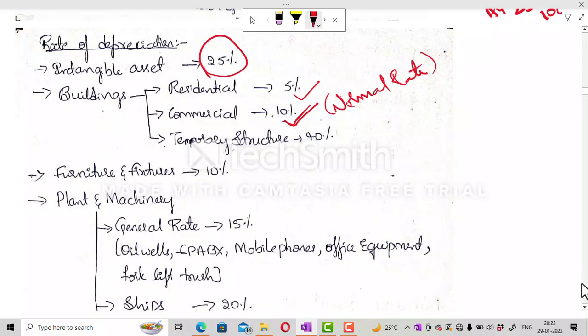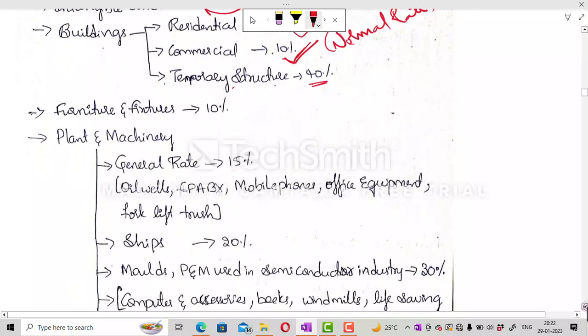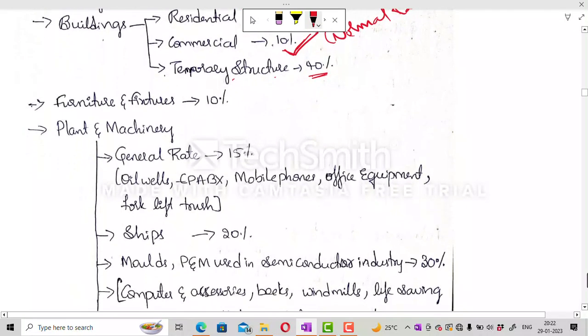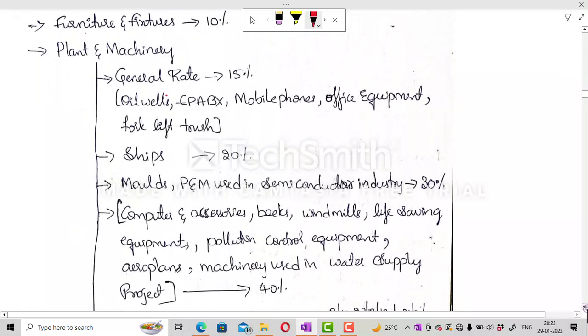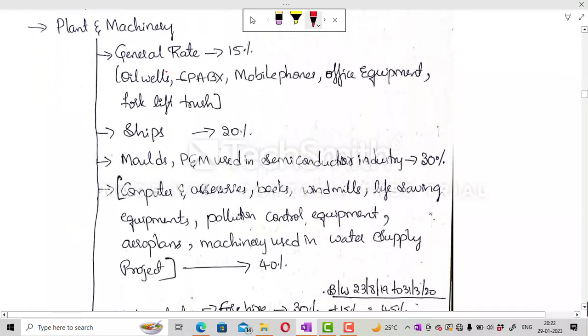And in case of any temporary structure, there is 40%. See, the maximum rate of depreciation is 40%. There is one exceptional case, other than that it is 40% maximum. For furniture and fixtures, it is 10%. For plant and machinery, general rate, meaning they have not mentioned what type of plant it is, we have to take 15% of depreciation.